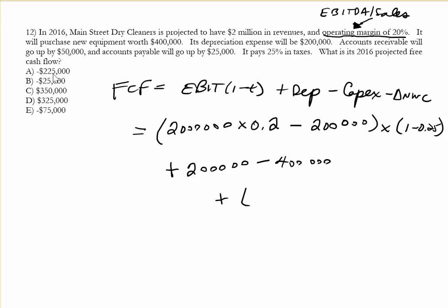So we have accounts receivable going up by $50,000. You need to know that that is a current asset. Accounts payable go up by $25,000. You need to know that's a current liability, so that's minus $25,000. And so we have 2 million times 0.2 minus 200,000 is 200,000 times 0.75. Add back the 200,000, subtract the 400,000, subtract 25,000, and that all results in negative $75,000. The answer is E.